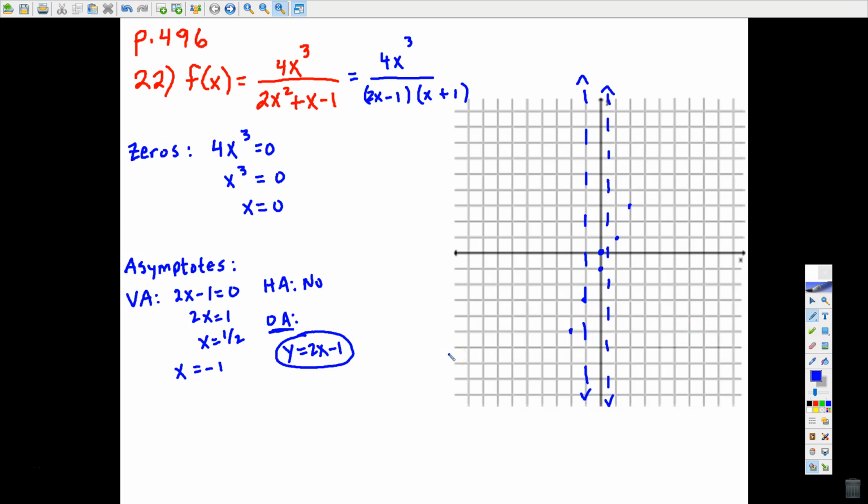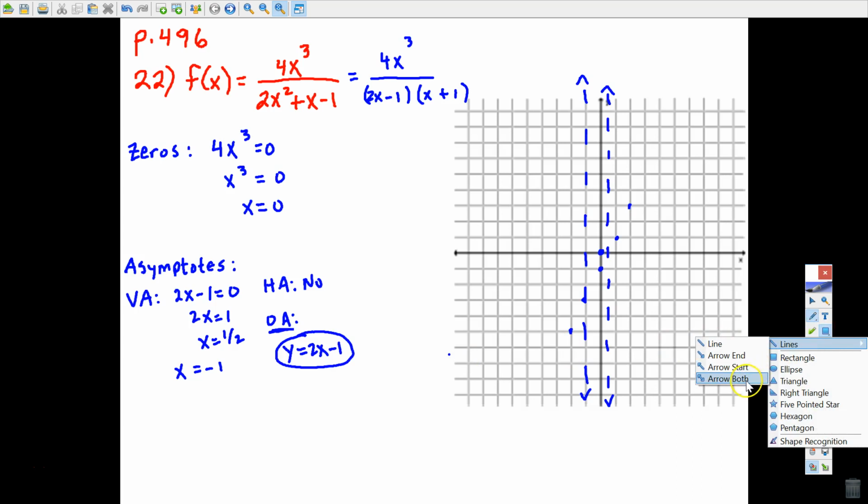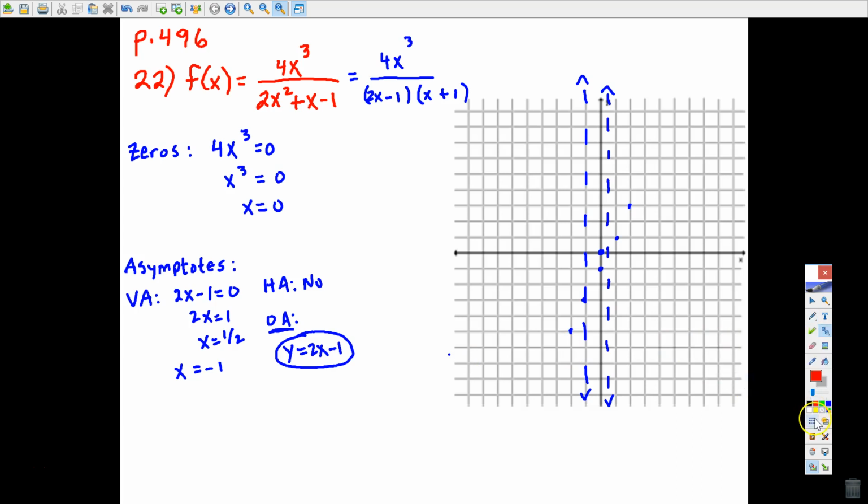And I'm going to get my line draw tool ready. And I'm going to make this a dashed line. That's all set.